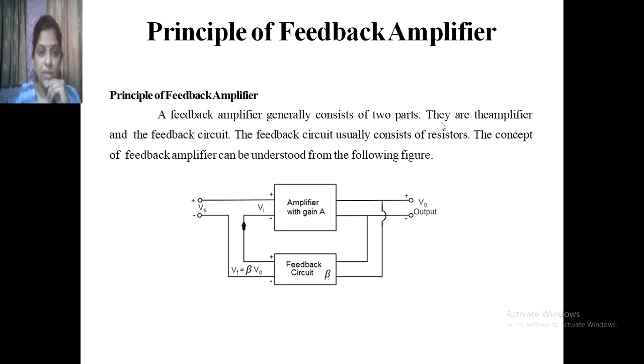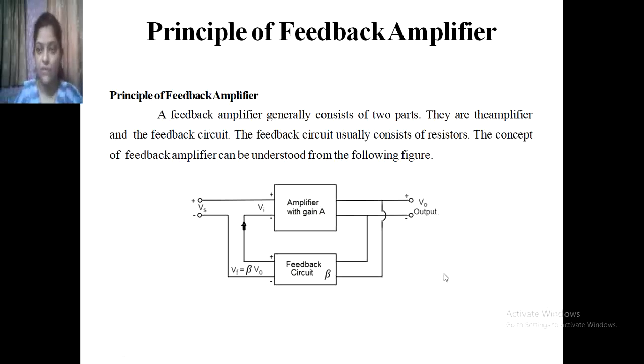Let us see the principle of the feedback amplifier. Which type of feedback is required for the feedback amplifier? A feedback amplifier generally consists of two parts: the amplifier circuit and the feedback circuit. The feedback circuit usually consists of resistors. The concept of the feedback amplifier can be understood from the following figure.